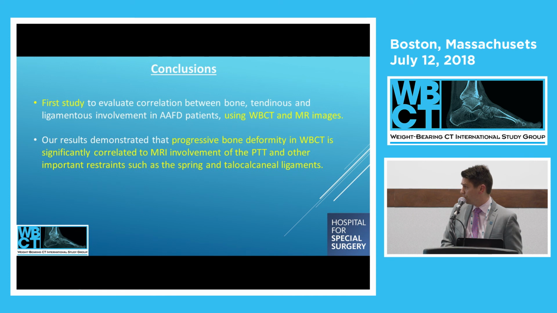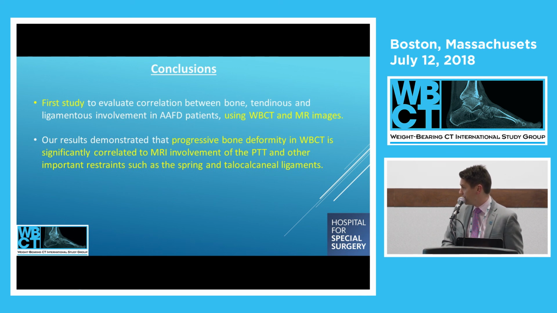So as conclusions, first study to evaluate correlation between bone, tendinous, and ligamentous involvement in flat foot patients using weight-bearing CT and MRI. And the results demonstrated that the progressive deformity that we can measure with different ways correlated with the MRI involvement, as it was obvious that it should correlate, but sometimes the obvious, you can find results that justify your thoughts.